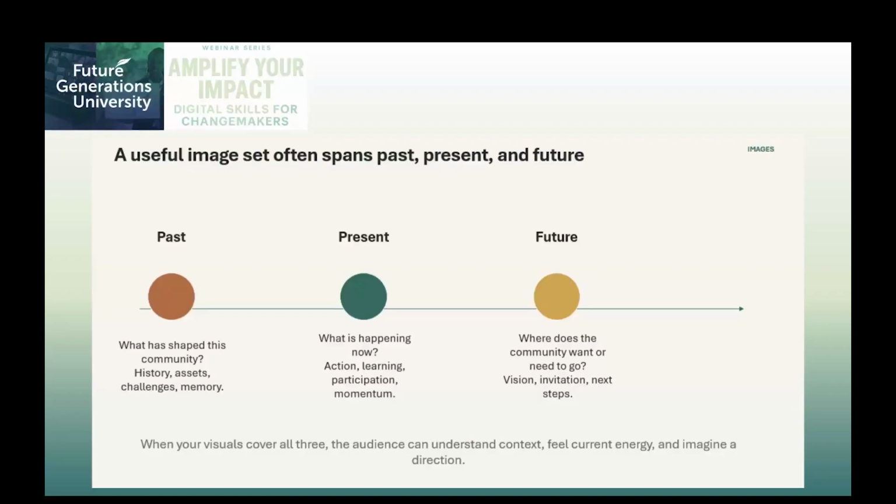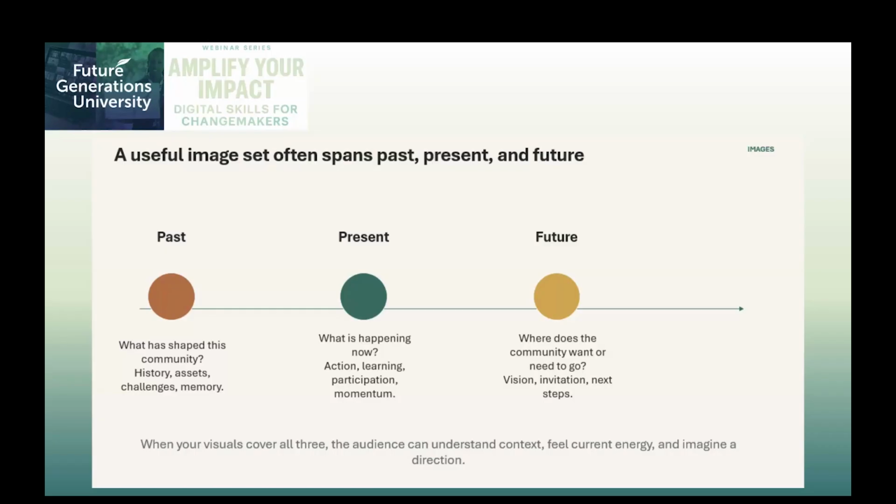So a useful image set is one that often spans past, present, and future. And so when we are depicting our communities, this is a great way to also showcase historical documentation as well. So what has happened in the community, what is currently happening in the community, and where would the community like to go, or what plans do they have for the future? And you might be saying, well, I understand how I could potentially get pictures of the past. I know how I can get pictures and images of what's happening now, but what about the future?